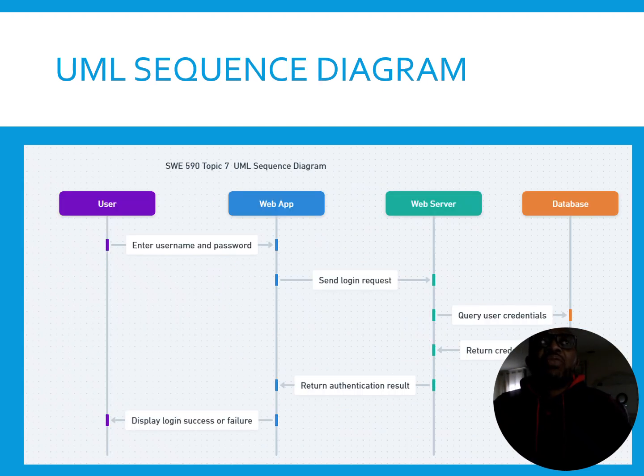UML sequence diagram. This sequence diagram demonstrates the authentication flow from user request to database validation.